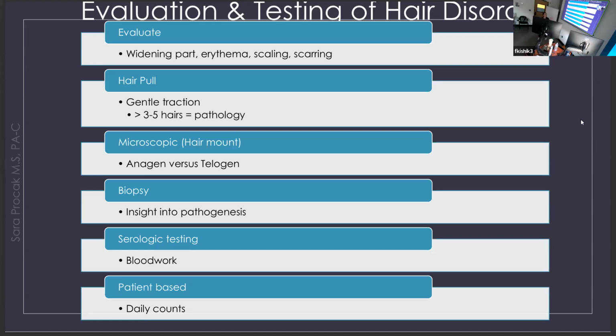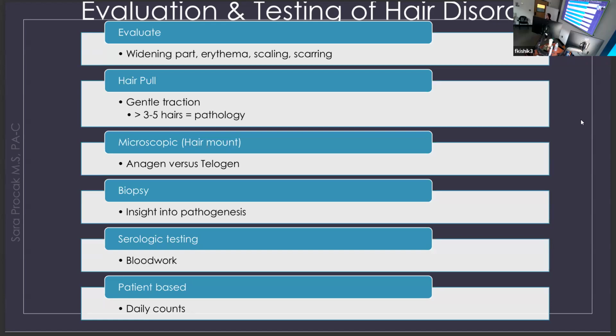Biopsy. This would be a punch biopsy into the scalp. This can help you determine pathogenesis and help you with your differential. Serologic testing. There's some blood work that you could do for your patient. We'll talk more about this as we go through the pathologies, but it could be doing an iron panel, as iron deficiency anemia can lead to hair loss. It could be checking your patient's thyroid, or checking an ANA to see if there's an autoimmune cause behind their hair loss. So you may have to do a workup depending on what's going on.